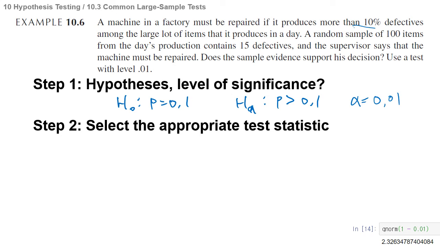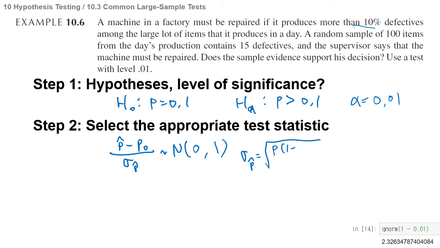And what would be step 2? Select the appropriate test statistic. This time we are making inference about the proportion. For the proportion, P hat minus P0 divided by sigma P hat. This would follow a normal distribution with mean 0 and standard deviation 1. And here, sigma P hat is the square root of P times 1 minus P divided by n.